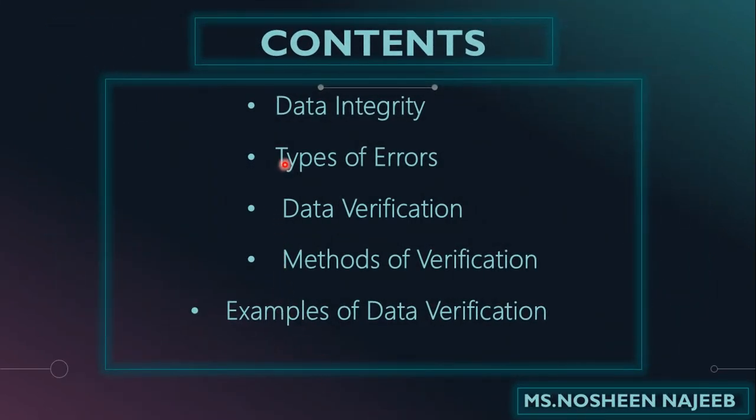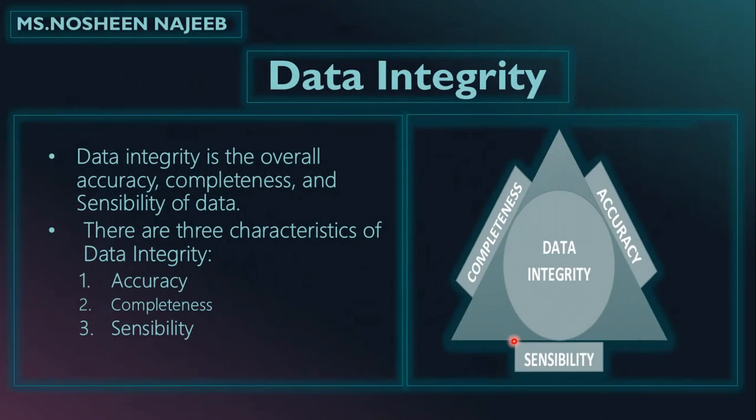So, here are the contents of today's lesson: data integrity, types of errors, data verification, methods of verification, examples of data verification. First of all, we are going to discuss data integrity. Data integrity is the overall accuracy, completeness, and sensibility of data. It means if any data contains these three attributes, that data is in integrated form.